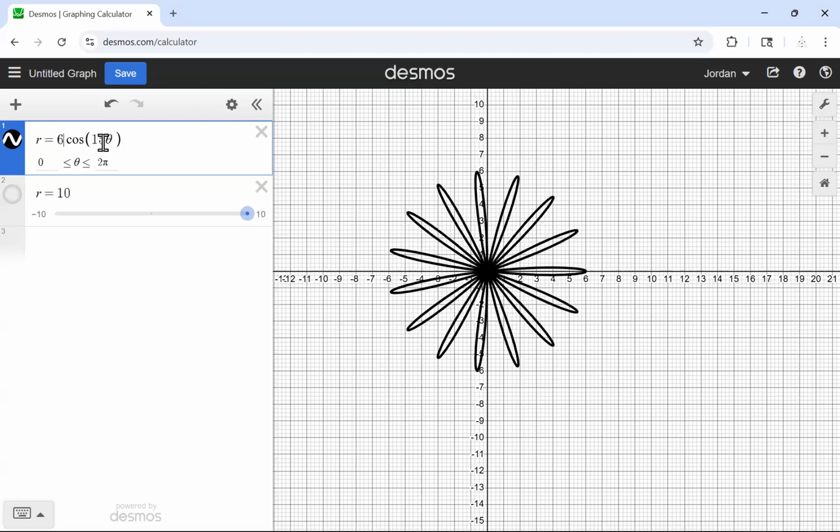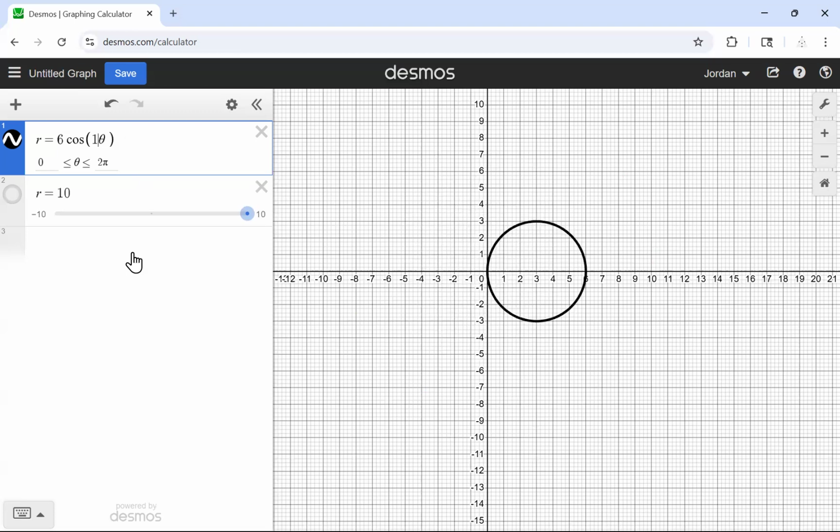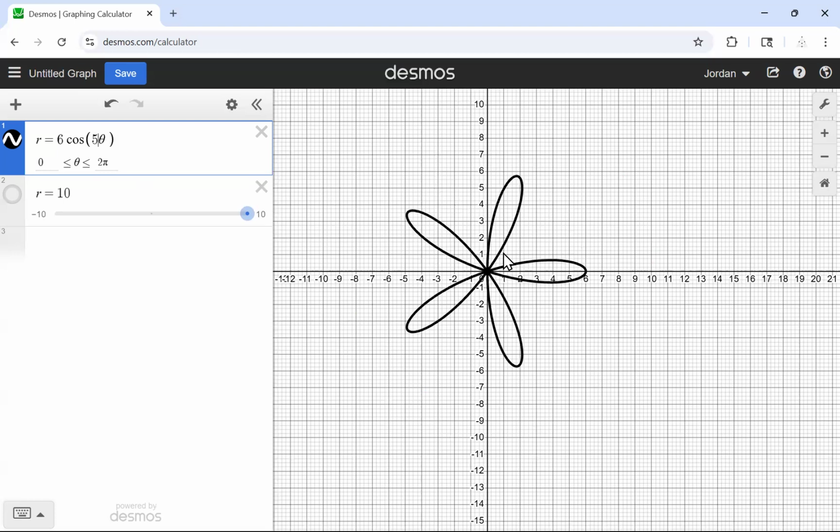Now, notice that all of the numbers I put in front of theta, the numbers on the inside of the argument, were odd. If I make that odd number 1, this is just a single circle. So we only get one circle. If I had 3, I'd get 3 petals. 5, I'd get 5 petals. Now here's the weird thing. What if I put something even?